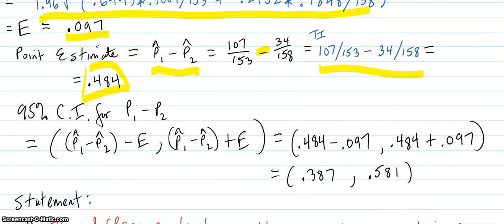So then your normal template for any kind of confidence interval is to do the point estimate minus the error up to point estimate plus the error. So we just put in the numbers that we had, and we get this confidence interval here.